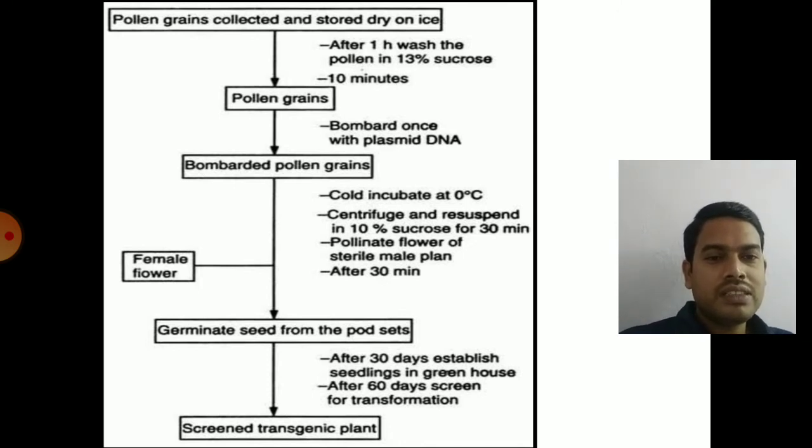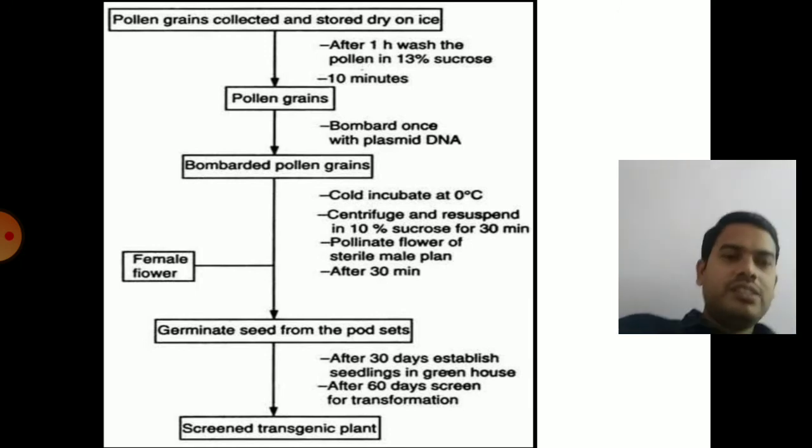After 30 days, seedlings are established in the greenhouse, and after 60 days of screening for transformation, you can obtain the transgenic plants. So this is how you use the pollen grains for the process of transgene transfer by the biolistics or gene gun method.